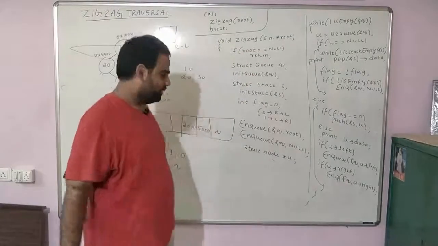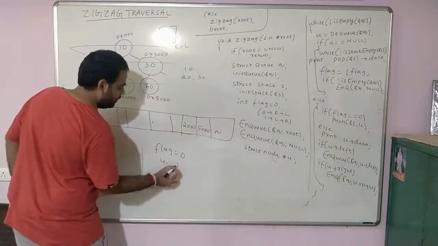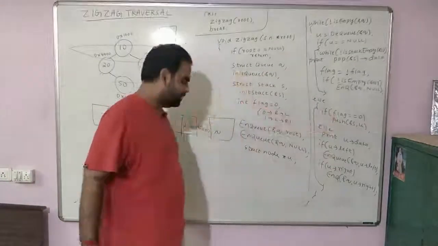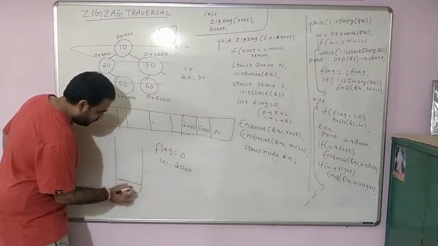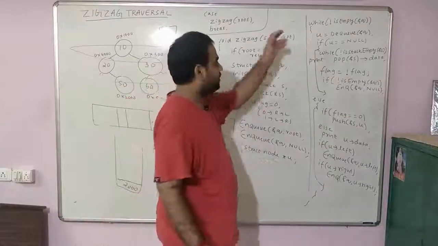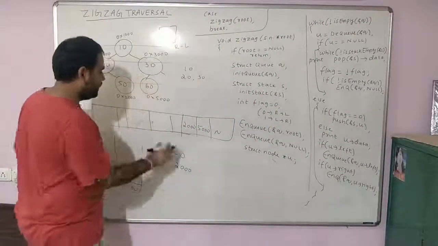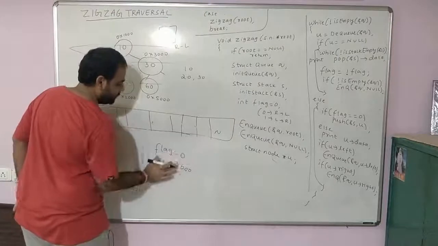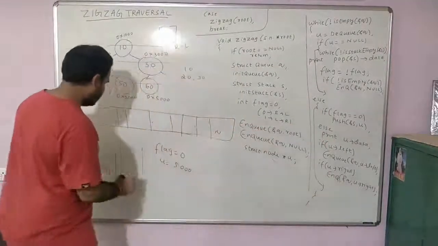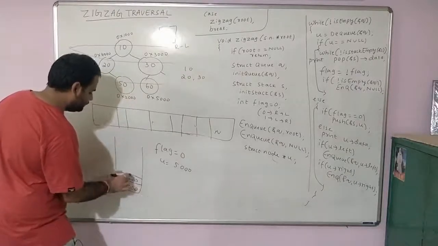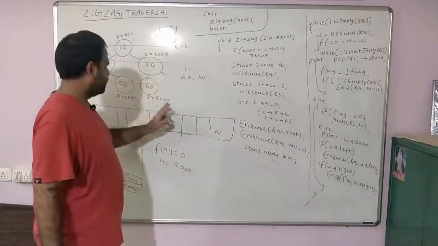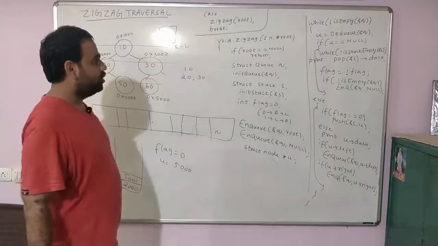Again go not is empty of q. Yes, u is equal to dq. What do you dq? You dq 2000. Okay. Is 2000 equal to null? No. Flag equal to 0? Yes. Therefore, you push 2000 onto the stack. Now 2000 arrow left is null, 2000 arrow right is null. Do not enqueue. Go back. Not is empty of q. Yes. U is equal to dq. What do you dq now? You dq 5000. Is 5000 equal to null? No. Flag equal to 0? Yes. You push 5000 onto the stack. Okay. 5000 arrow left is null, 5000 arrow right is null. Do not do anything. Go back.